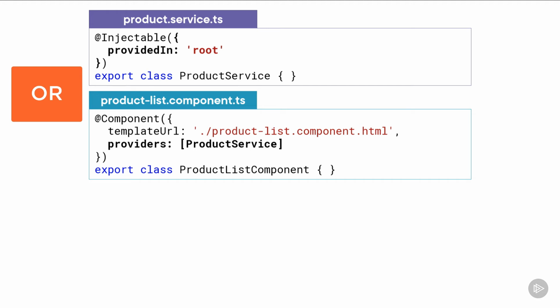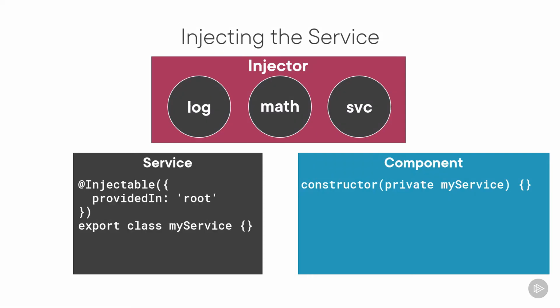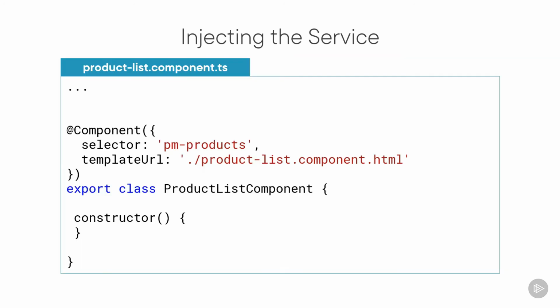Now that we've registered the service, let's see how to inject the service so we can use it. Here again is our diagram. In the last clip, we saw how to register the service with the Angular injector. Now we just need to define it as a dependency, so the injector will provide the instance to the classes that need it. So, how do we do dependency injection in Angular? Well, the better question is, how do we do dependency injection in TypeScript? The answer is, in the constructor.